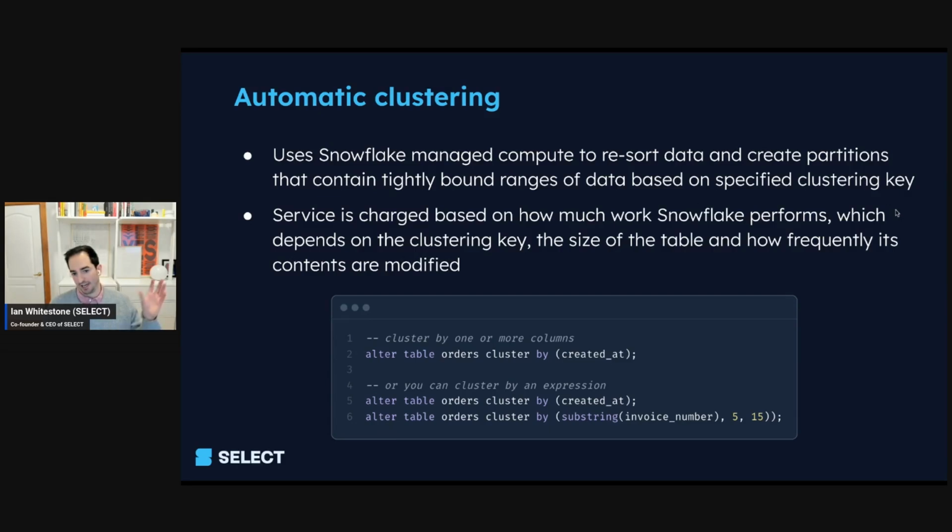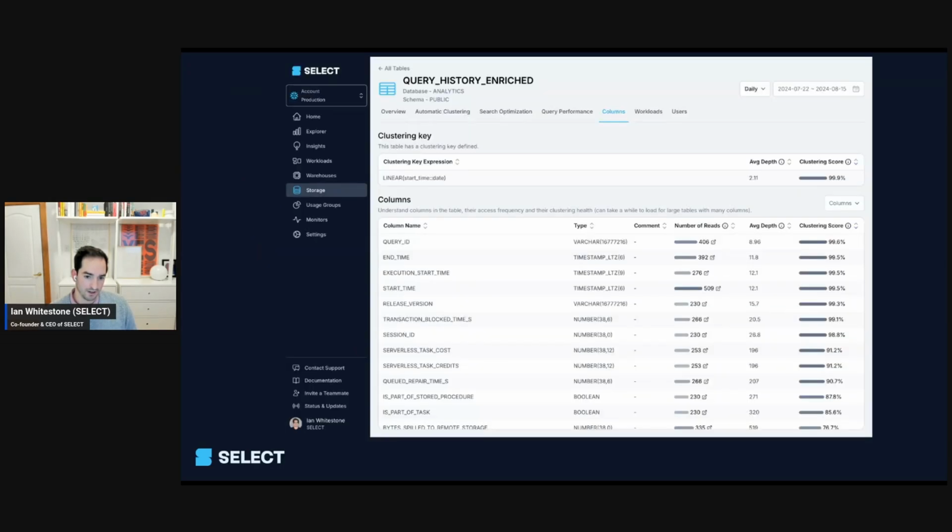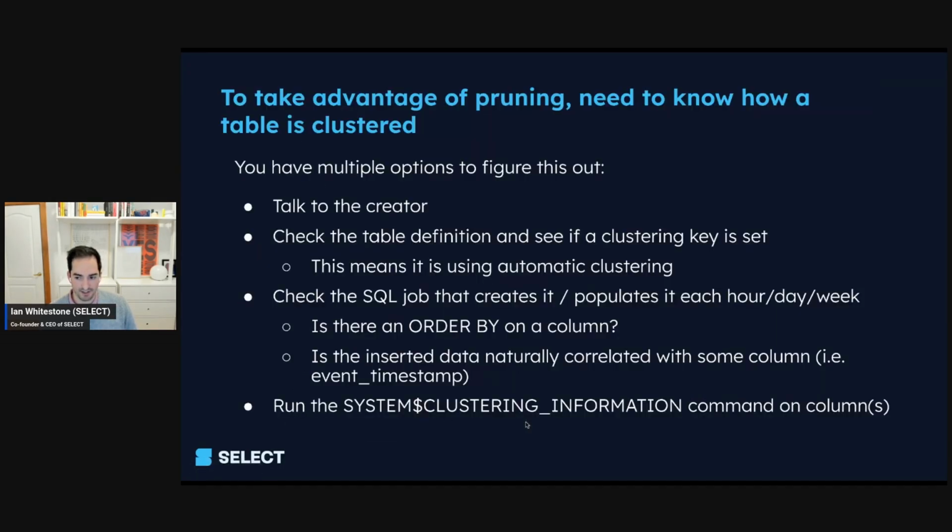And you then will get charged a small amount based on how much work Snowflake has to do in the background. So again, as I mentioned, this will be a factor of how big the table is and how frequently the contents are modified. I think earlier this year, Snowflake released a function you can call that's very similar to this system clustering information command. I think you can call something like system estimate automatic clustering costs or something like that.